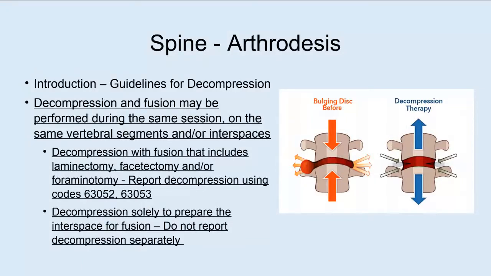So let's go back to the introduction to the arthrodesis section with new guidelines. Decompression can be and fusion may be performed during the same session on the same vertebral segments and interspaces. So decompression with fusion that includes laminectomy, facetectomy, and or foraminotomy, report decompression, and then it gives you codes from the nervous system section.